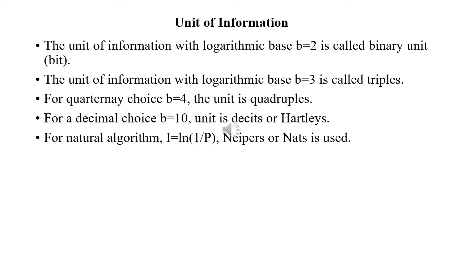Next, we will see the unit of information. The unit of information with the logarithmic base b equal to 2 is called the binary unit or bit. The unit of information with the logarithmic base b equal to 3 is called trits. For quaternary choice, b equal to 4, the unit is quadits. For a decimal choice, b equal to 10, the unit is decits or hartleys. For natural logarithm, I equal to log 1 by p, Napiers or nats is used.